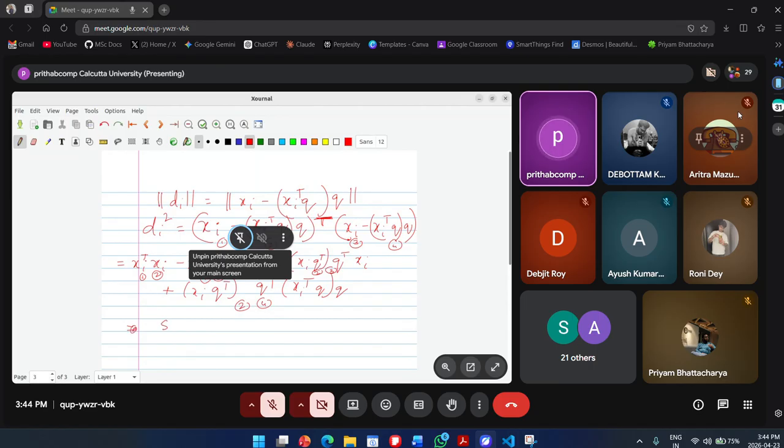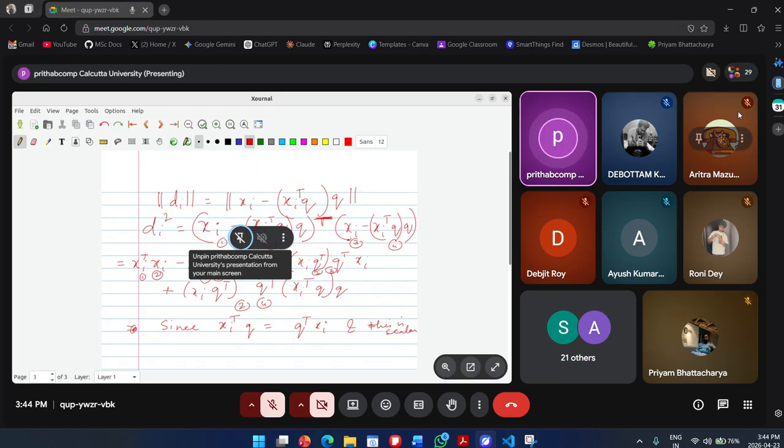Now you notice that since now we'll do some more algebraic manipulation. So xi transpose q is again the same as q transpose xi, okay? And this value is a scalar and this is a scalar. You understand, because this is a row matrix and this is a column matrix. So multiplying these two matrices is going to give a scalar value, okay?